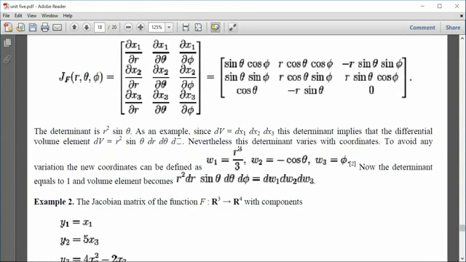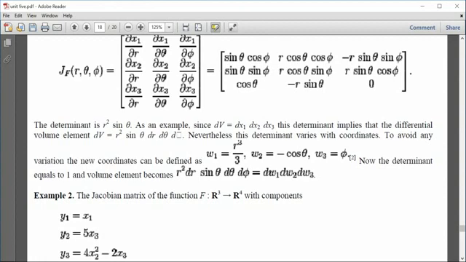Here they are saying, as an example, since dV is equal to dx1 dx2 dx3, this determinant implies that the differential volume element dV is equal to r squared sin theta dr dθ dφ. The dφ, there is a box, but it's the dφ when you follow the steps we have been using. Nevertheless, this determinant varies with coordinates.